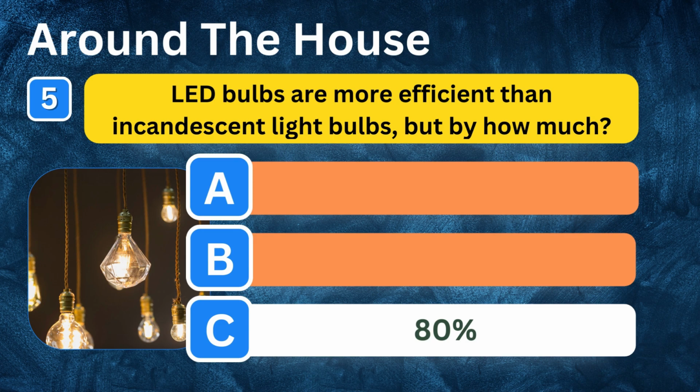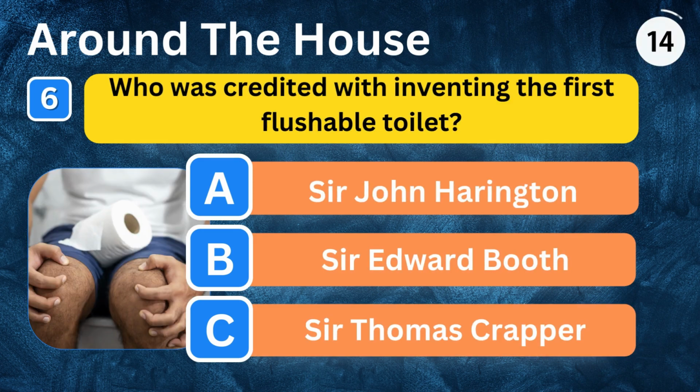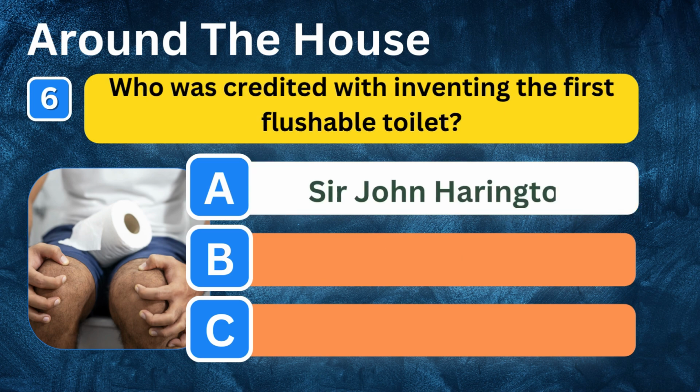Question number 6. Who was credited with inventing the first flushable toilet? Was it Sir John Harrington, Sir Edward Booth or Sir Thomas Crapper? And the answer was Sir John Harrington.